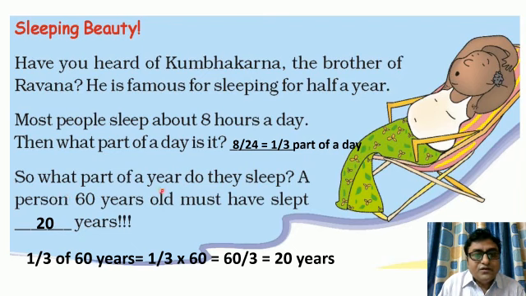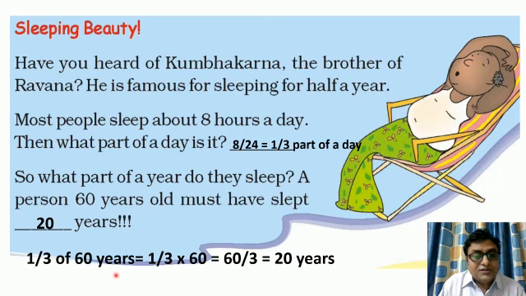So what part of a year do they sleep? Most people sleep for 8 hours. So what part of a year do they sleep? A person 60 years old must have slept dash years. So that is asked, in a year what part of a year they sleep. And if a person whose age is 60 years, how many years must they have slept?